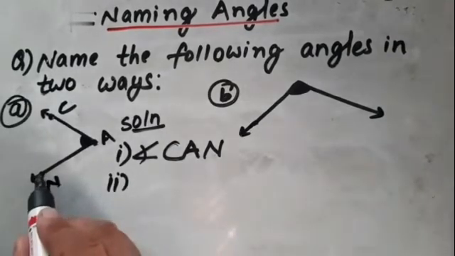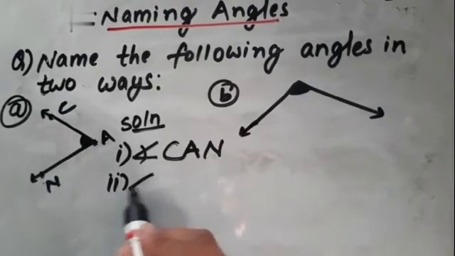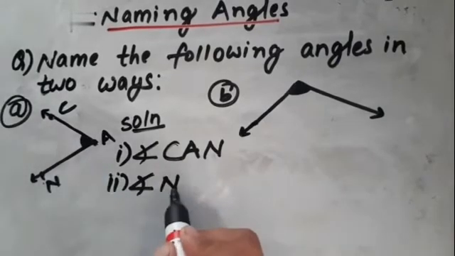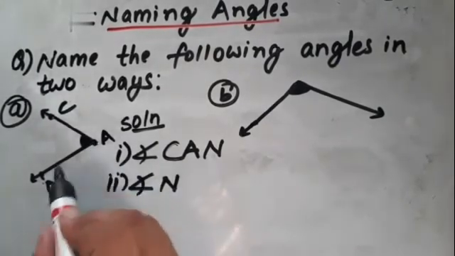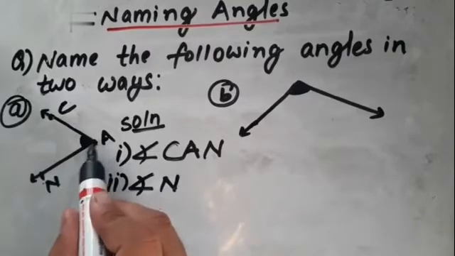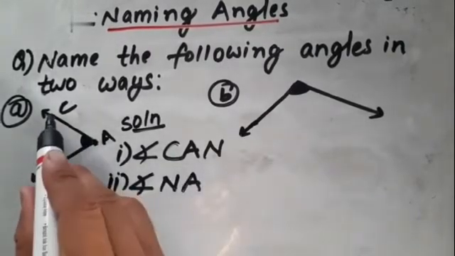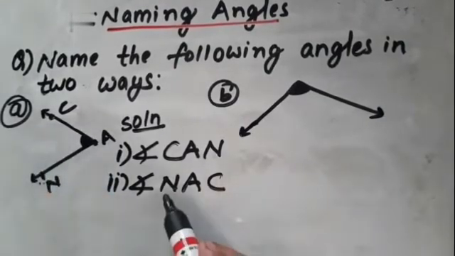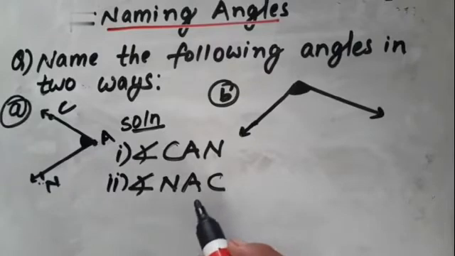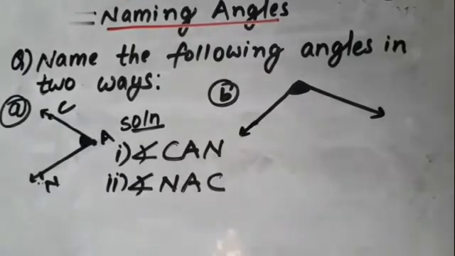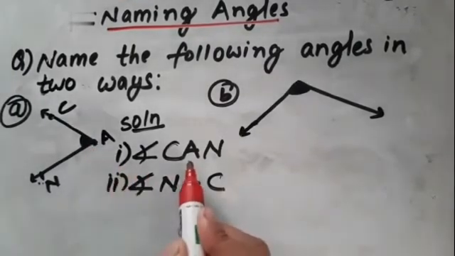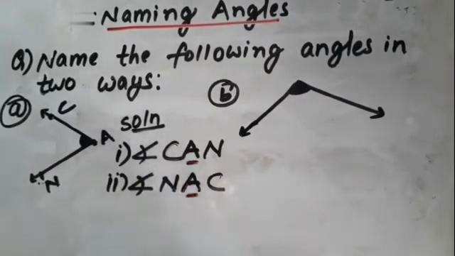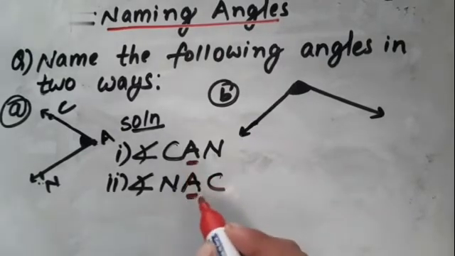So students, you have to begin from N. You have to write the angle symbol, angle N, then A, at last C. Angle NAC. You can see A is our vertex. Vertex always lies in the middle.